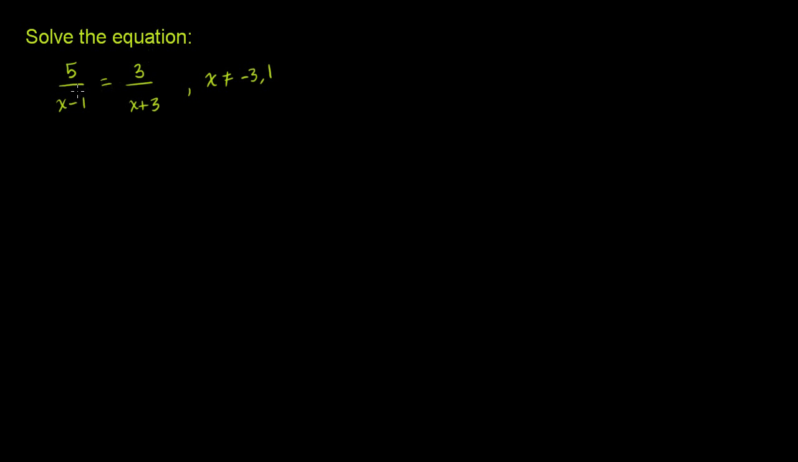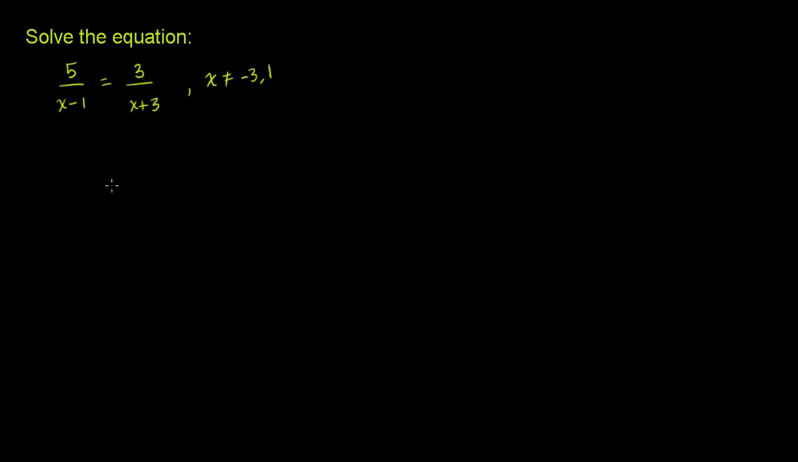Solve the equation 5 over x minus 1 is equal to 3 over x plus 3. And they give us two constraints here. x can't be negative 3 or 1. That's because if x was negative 3, this expression right here would be dividing by 0, so it would be undefined. If x was 1, this expression right here would be dividing by 0, and it would be undefined.